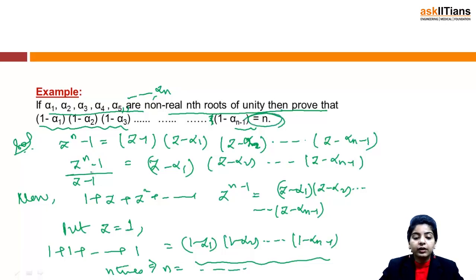So what have I done? We know that z raised to the power n minus 1 is (z minus 1)(z minus alpha 1) and so on (z minus alpha n minus 1), and I've taken this term in the denominator on the left hand side, so it becomes this. Now we know 1 plus z plus z square and so on z raised to the power n minus 1 is (z minus alpha 1)(z minus alpha 2) and so on (z minus alpha n minus 1). Just put z equal to 1 and you get the required result.